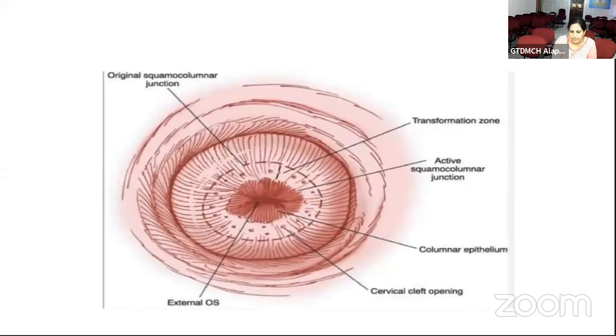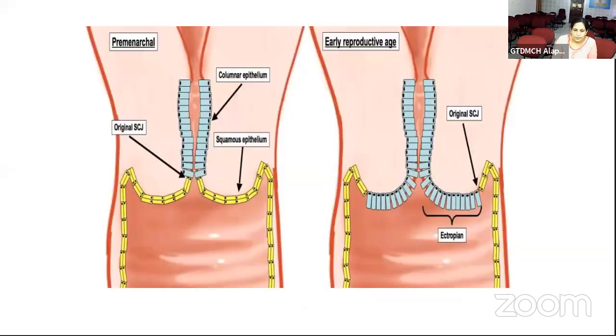So here in this picture, you can see the outer original squamous columnar junction and the inner active, or present, squamous columnar junction. Before puberty, the original squamous columnar junction lies inside the endocervical canal. As the girl attains menarche, the cervix will evert out and the columnar epithelium also comes outside, and the squamous columnar junction will be lying near the attachment of the vagina, the outer portion of the cervix.